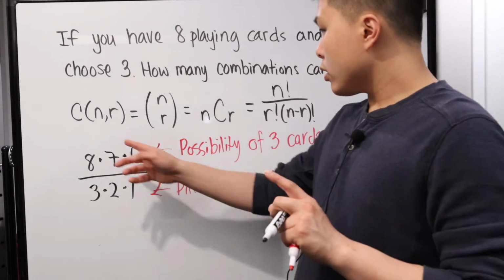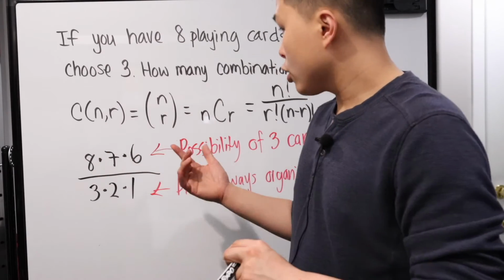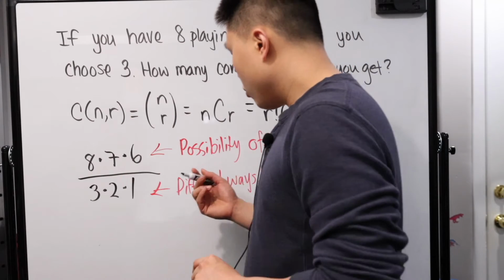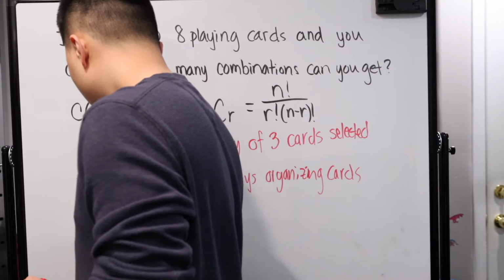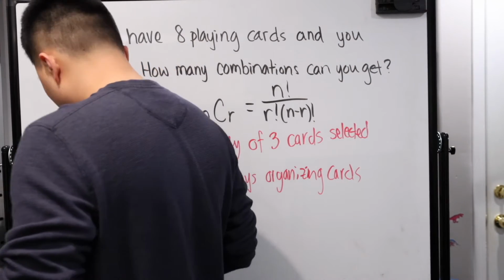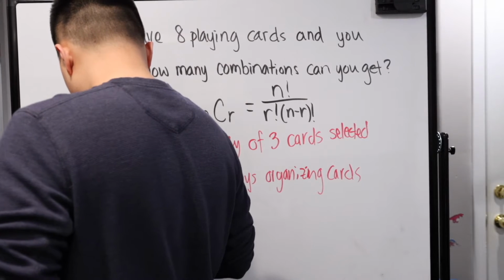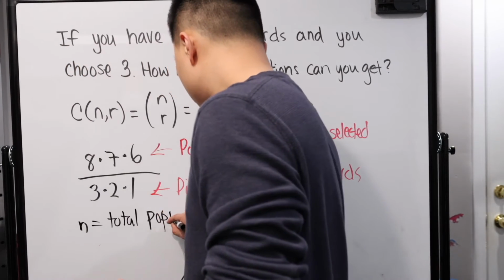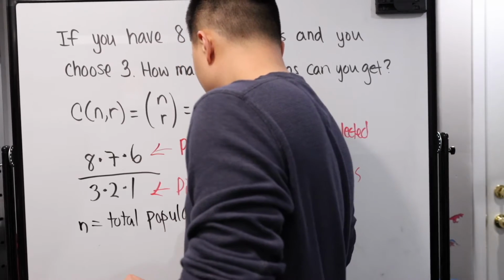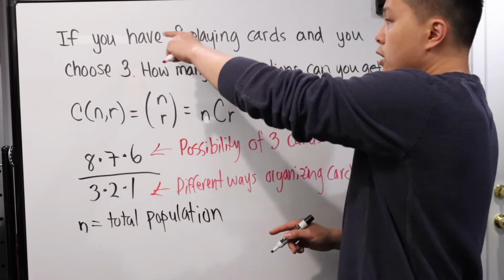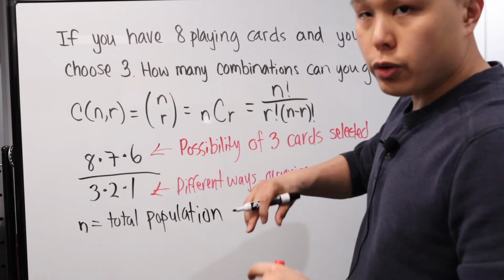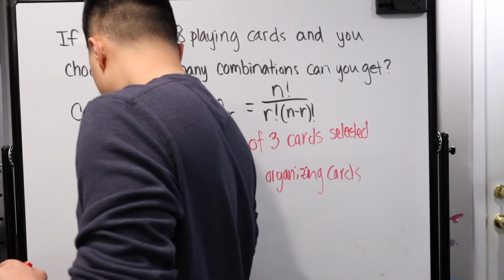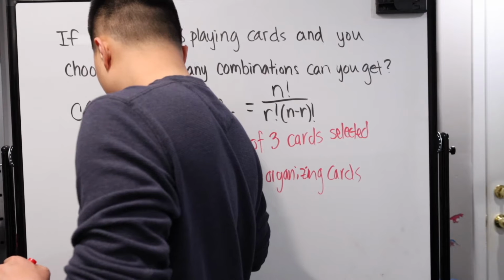With the formula, it's basically the same thing. If you forgot what the N and R stand for, I'm just going to go over it right now. It's the same as in the formula for permutation. N is the total population. Spelling is not my forte. Total population means the total possible pool, everything you can choose from. And R is the number chosen or selected.